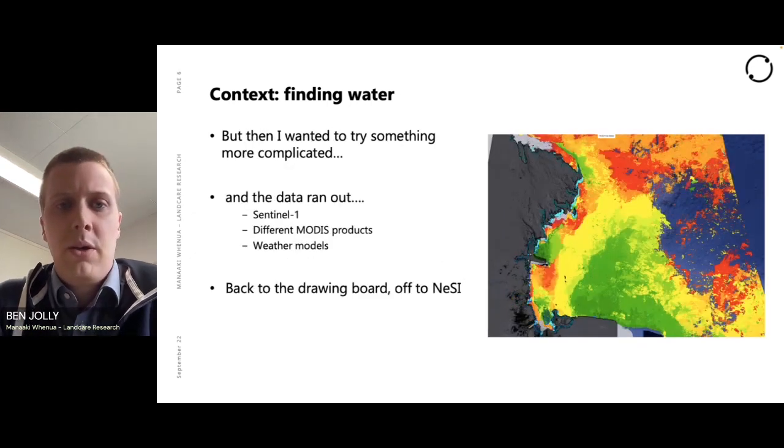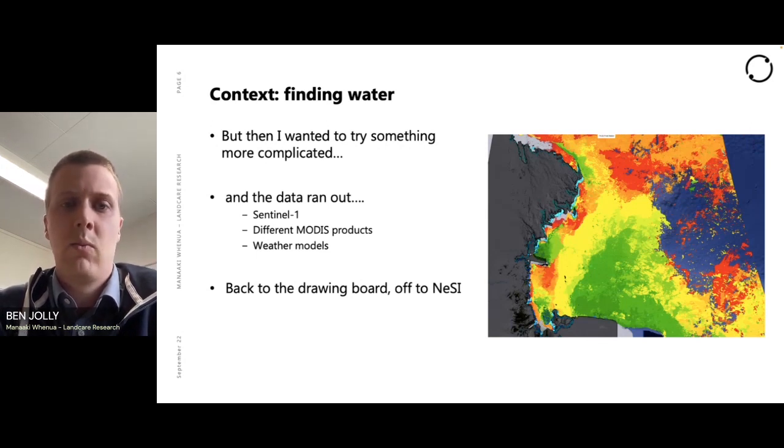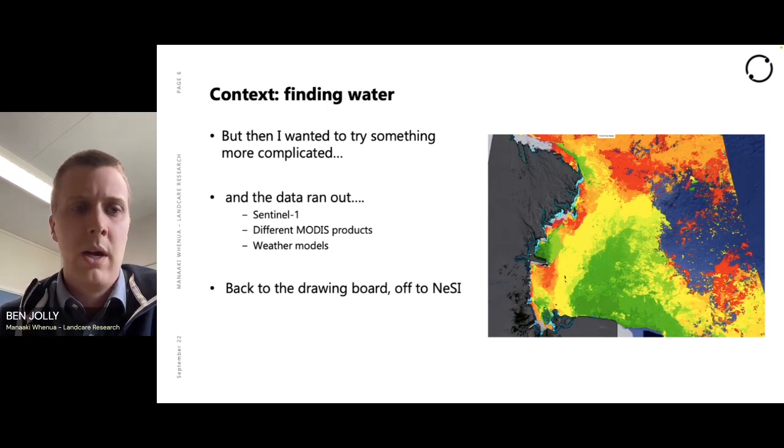But the problem I ran into was I wanted to try something more complicated, and I ran out of data. I wanted a Sentinel-1 product that was different to what Earth Engine had. I wanted different MODIS products, and I wanted to add some custom weather model data in there. And this is fine if you're just dealing with a small area. You can download the data and then upload it into Google. But when you're starting to deal with areas of this size, it becomes unmanageable pretty quickly.